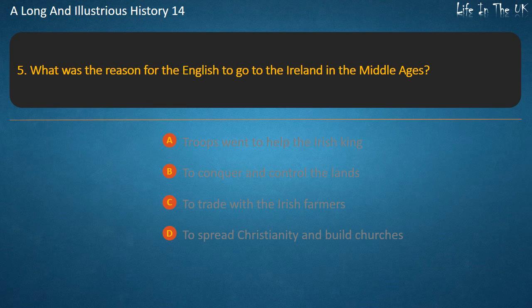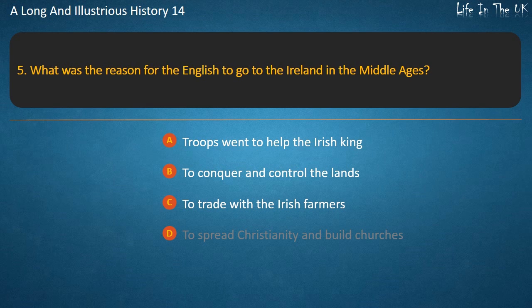Question 5. What was the reason for the English to go to the island in the Middle Ages? Troops went to help the Irish king, to conquer and control the lands, to trade with the Irish farmers, to spread Christianity and build churches. Answer. Troops went to help the Irish king.